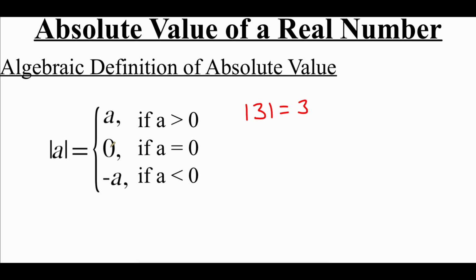Now the absolute value of 0 is just 0. And then if we look at the absolute value for a negative number, for a values that are less than 0, this negative a actually means the opposite of a. So like when we were looking at the absolute value of negative 5, since our a value is less than 0, then the answer is the opposite of our a value. So here our a value is negative 5, and the opposite of negative 5 is positive 5.